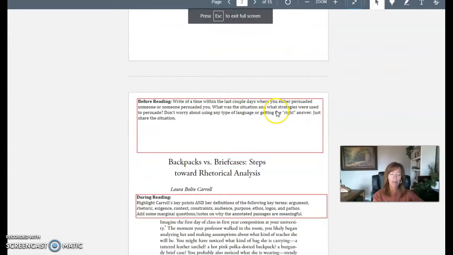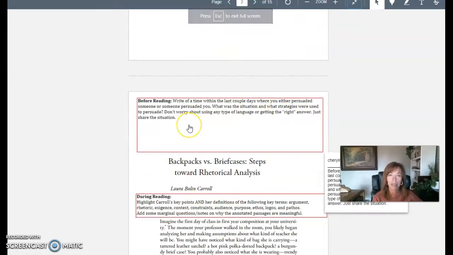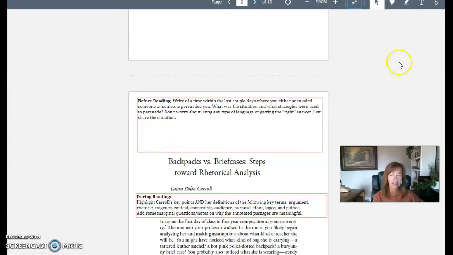This is just the front page. So before you even start reading, okay, answer this before reading prompt right here on the paper. You can use these annotation tools right up here, but think of a time when you persuaded someone or somebody persuaded you. And it can be just some kind of random thing, like my son persuaded me to go and pick up In-N-Out, okay? Something as simple as that.